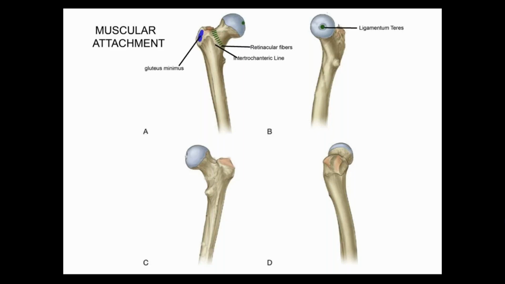Next, we'll discuss the greater trochanter. The greater trochanter has an anterior surface, a lateral surface, and a medial surface. The anterior surface receives the insertion of gluteus minimus.